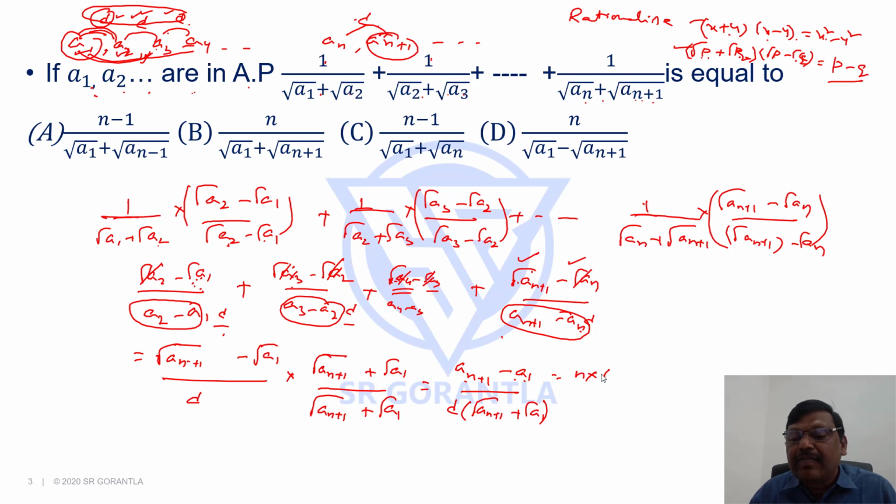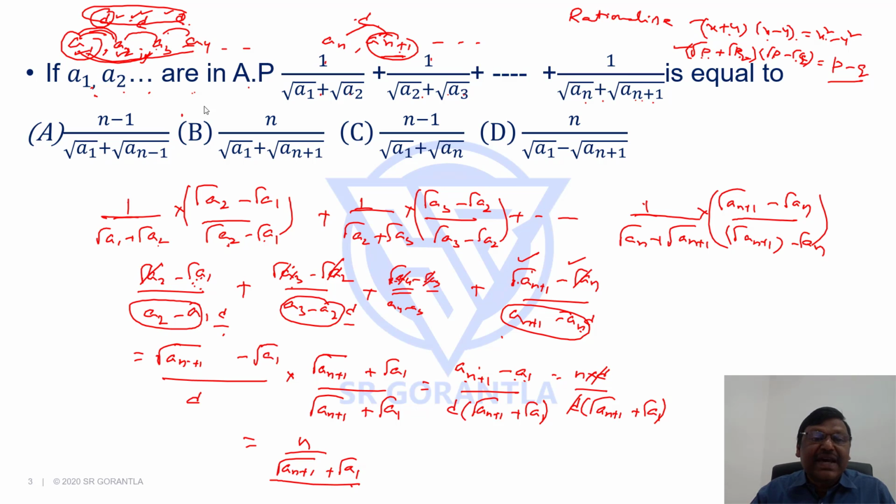A1 and an plus 1 means the difference between an plus 1 and a1 will be n times d. If there are 3 terms, the difference is 2D. If there are 4 terms, the difference is 3D. If there are n plus 1 terms, the difference will be nd. So this will be nd by d into root of an plus 1 plus root of a1. The d's get cancelled. So my answer is n by root of an plus 1 plus root of a1. So this is our answer, and option B satisfies this. So my answer is choice B.